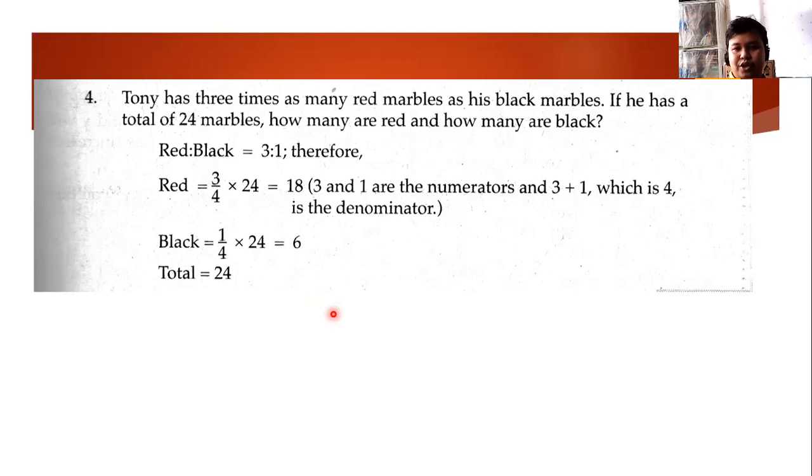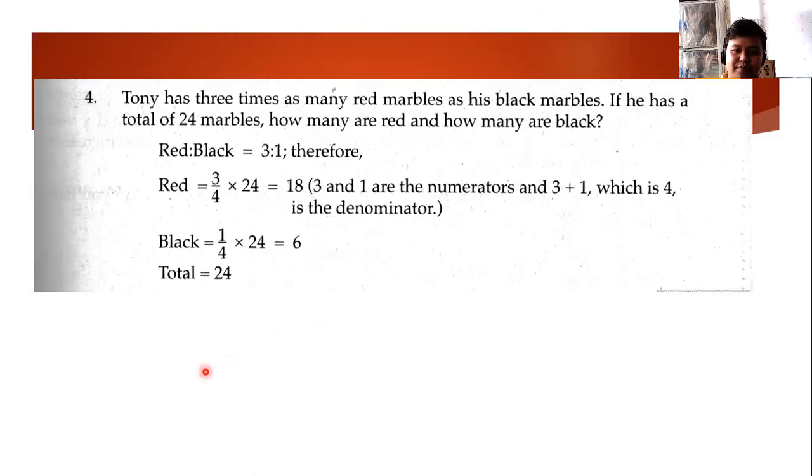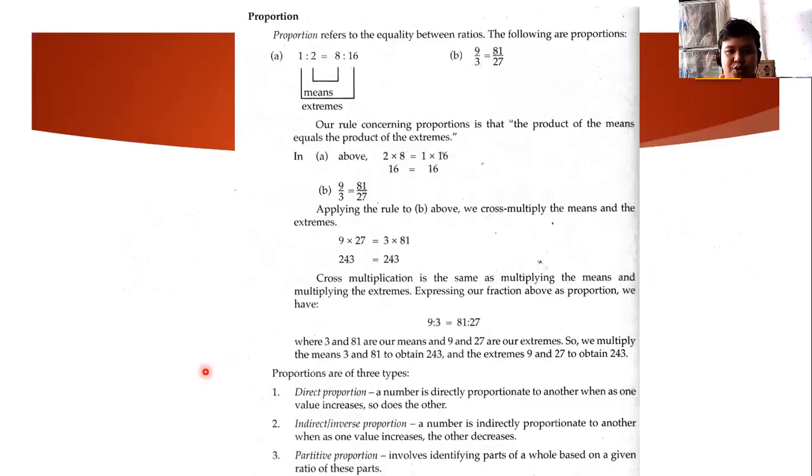This is getting a bit complicated, so if you have a calculator, use it for problems like this. In an exam, you can use a calculator, not a scientific one, and do some computation on the back. Then the ratio is done: 18 plus 6 is 24. Now let's move on to proportion.